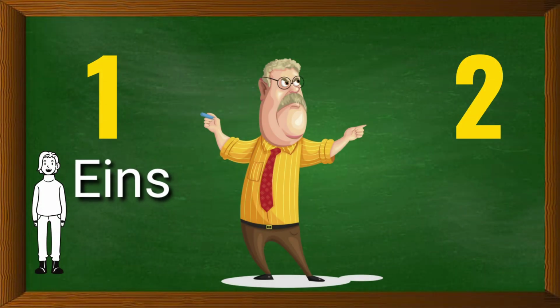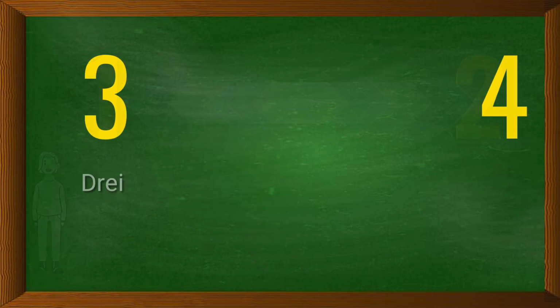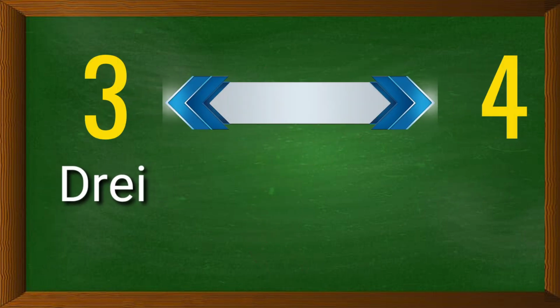0, 1, 2. So in this, you can listen very carefully that Z is taking the sound of S. 3, 4. Again, here the pronunciation will not be wir, but fear.